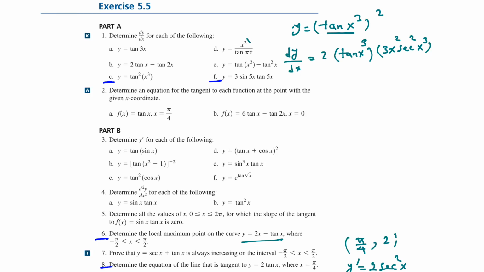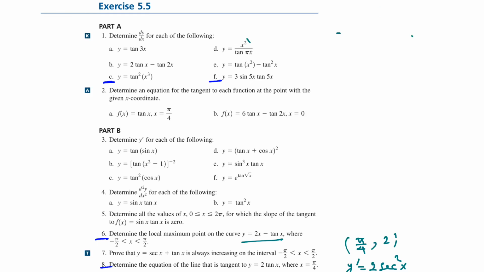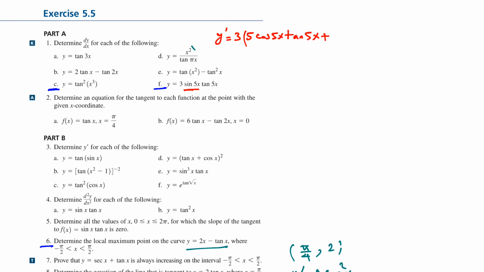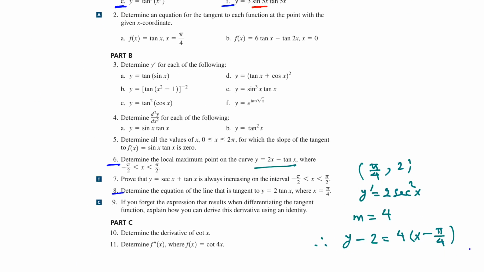Part F, y equals 3 sine of 5x tan of 5x. It's a product rule. The derivative of sine of 5x is 5 cosine of 5x. y prime, or dy/dx, is 5 cosine of 5x times tan of 5x, plus the derivative of tan of 5x, 5 secant squared of 5x, times sine of 5x. We kept the constant outside of the bracket from the very beginning.